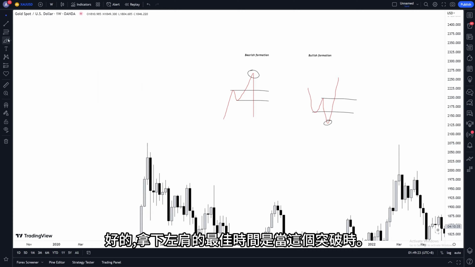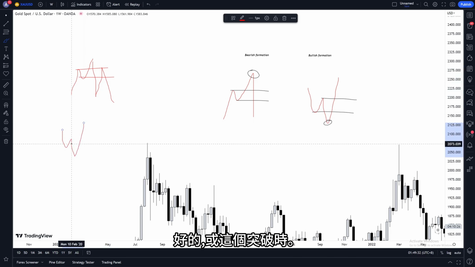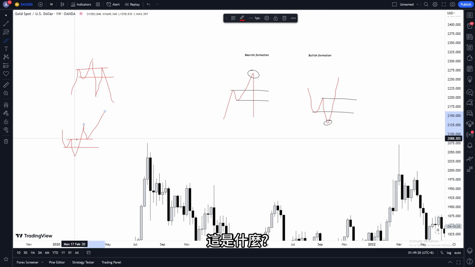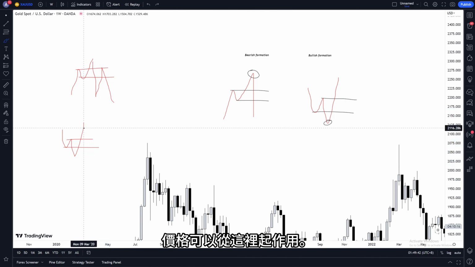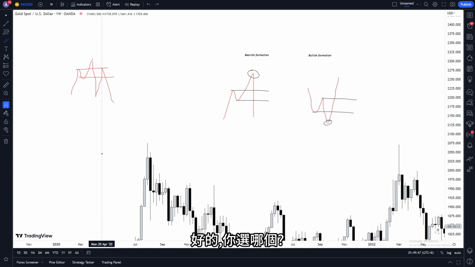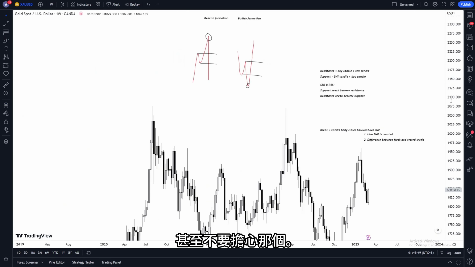Okay, the best time to take a left shoulder is when this guy breaks. Okay, or this guy breaks. This is a what? Resistance becomes support, right? Price can play from here, price can play from here, price can play from here. Okay, which one do you pick? Again, don't concern yourself with that. Don't even worry about that right now.